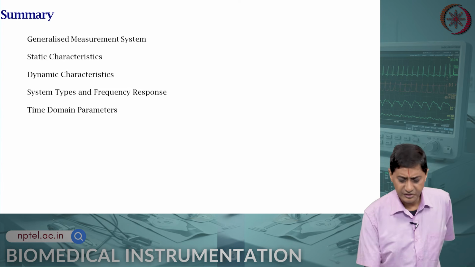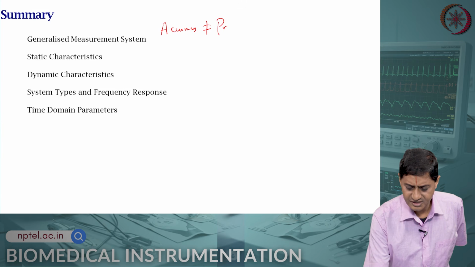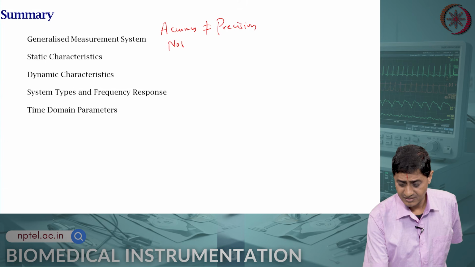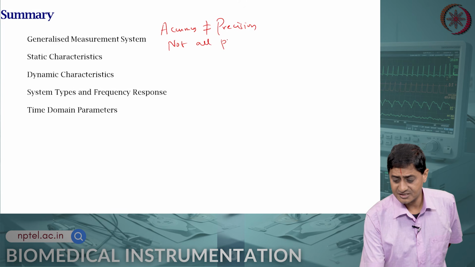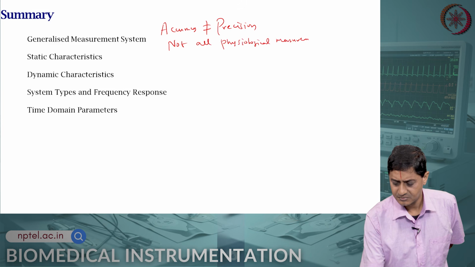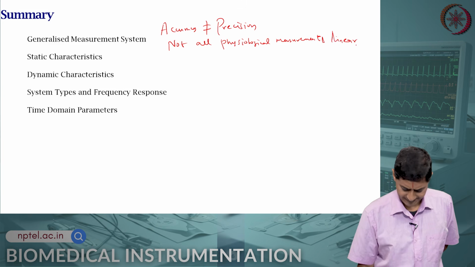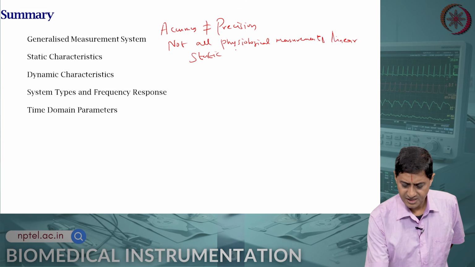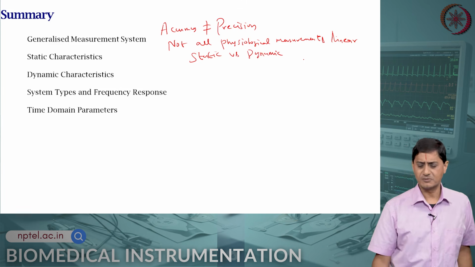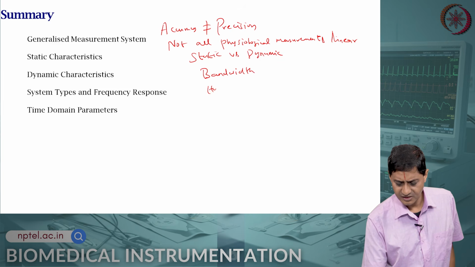And critically we need to understand the difference between accuracy and precision. Accuracy and precision are not the same, right. And not all physiological signals are linear. Physiological measurements are linear, okay, and there will be a difference in static and dynamic, okay. There will be, and it is important to understand what the bandwidth is, what the hysteresis curve is.